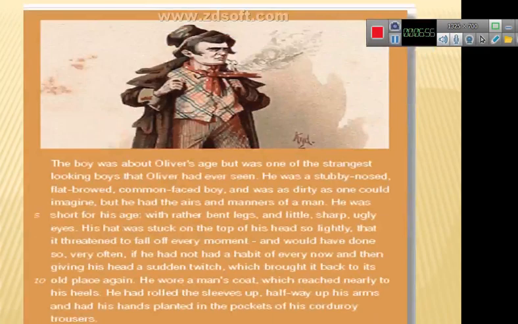Who is that? The boy was about Oliver's age, but was one of the strangest looking boys that Oliver had ever seen. He was a stubby-nosed, flat, broad, common-faced boy, and was as dirty as one could imagine. But he had the airs and the manners of a man. He was short for his age, with rather bent legs and little, sharp, ugly eyes. His hat was stuck on the top of his head so lightly that it threatened to fall off every moment.